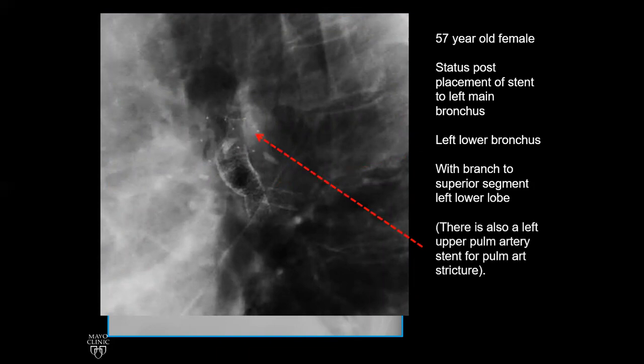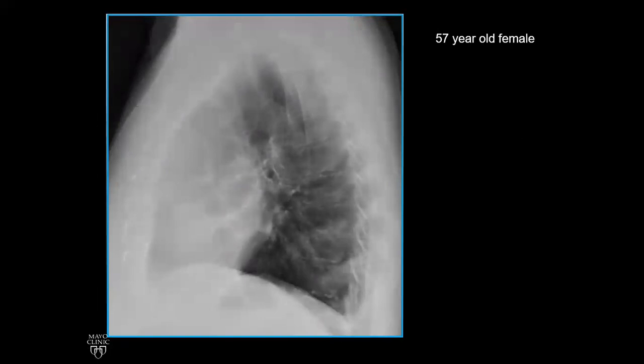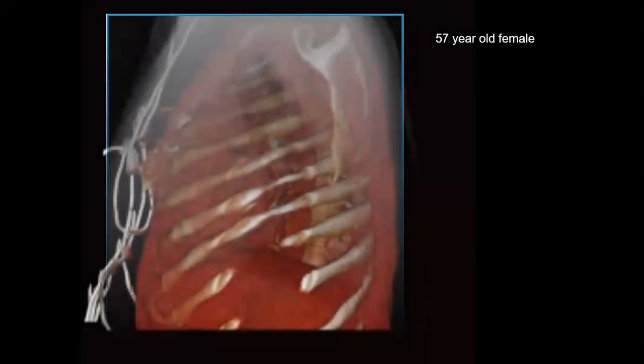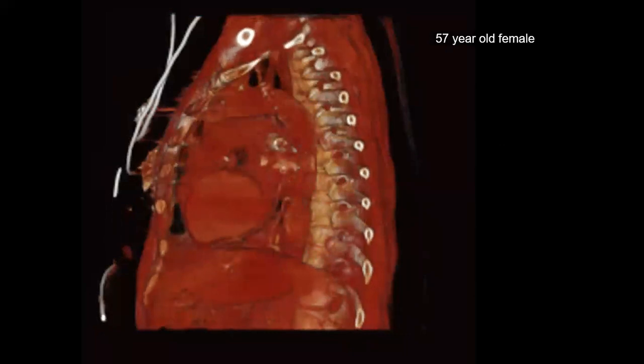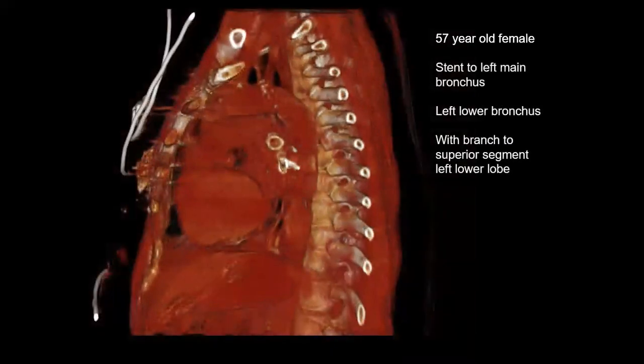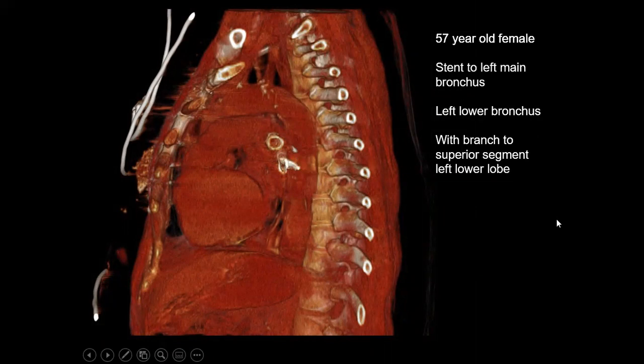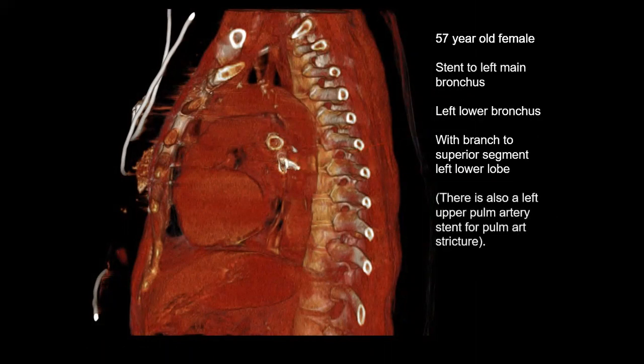There's also a left upper pulmonary artery stent, because she also had pulmonary artery strictures where her native pulmonary artery got sewn into the pulmonary artery in the transplanted lung. So if we go to her CT scan and peel away all these structures, you can see there's a stent in the left main bronchus. There's a stent in the left lower lobe. There's a stent to the superior segment left lower lobe. And there's also a stent in the left pulmonary artery there. Okay, so these are the bronchial stents. This is the pulmonary artery stent.